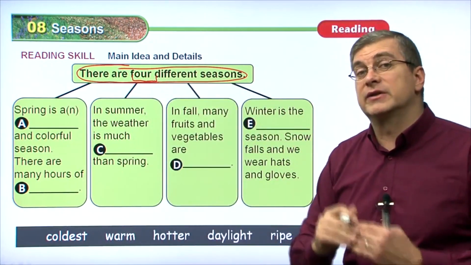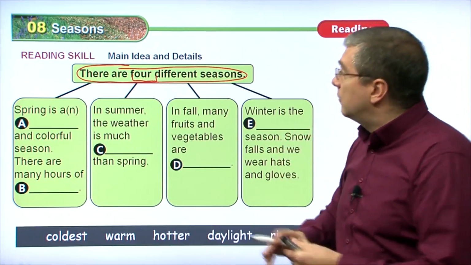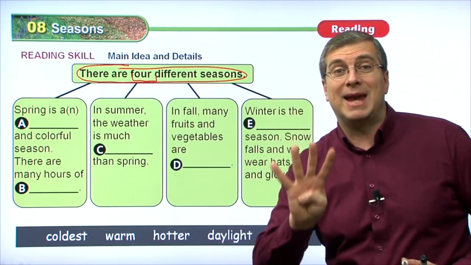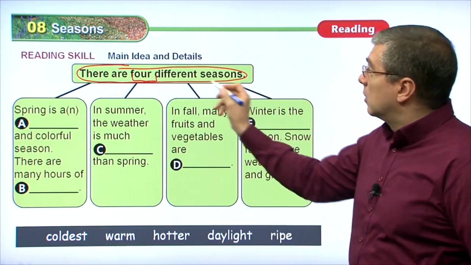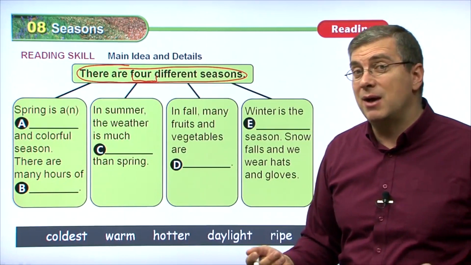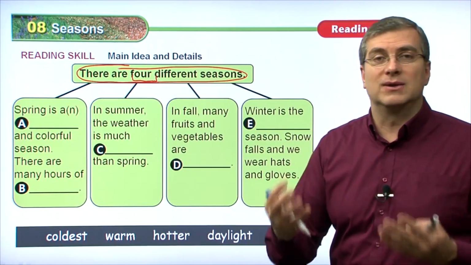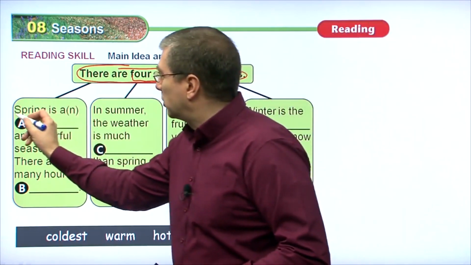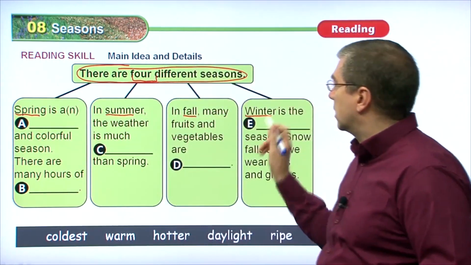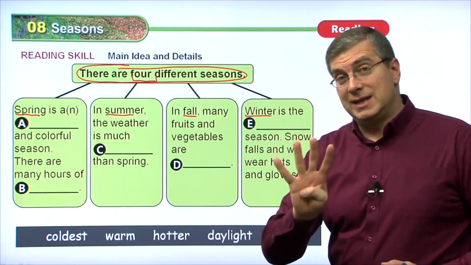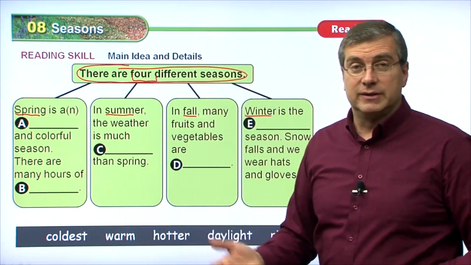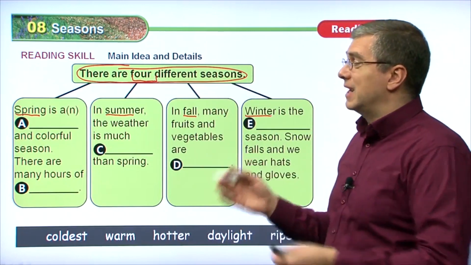We have details to support that main idea. If we say there are 4 different seasons, we expect 4 main details. And of course, different seasons, what are those 4 different details going to be about? Of course, we're talking about the 4 different seasons. We can see that. We have spring, summer, fall, and winter. Those are our 4 details that support the main idea, 4 different seasons. Okay, so that's a very good organization.